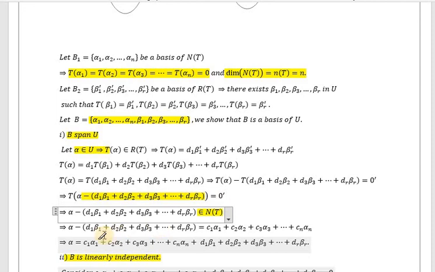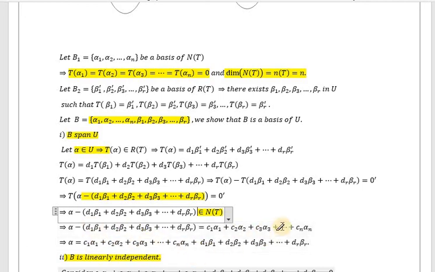Since this belongs to N(T), alpha minus (D1 beta 1 plus D2 beta 2 plus D3 beta 3 and so on up to Dr beta r) can be written as C1 alpha 1 plus C2 alpha 2 and so on up to Cn alpha n, because N(T) contains alpha 1 to alpha n elements. Which implies that alpha is equal to C1 alpha 1 plus C2 alpha 2 plus C3 alpha 3 and so on up to Cn alpha n, and add this to this side.